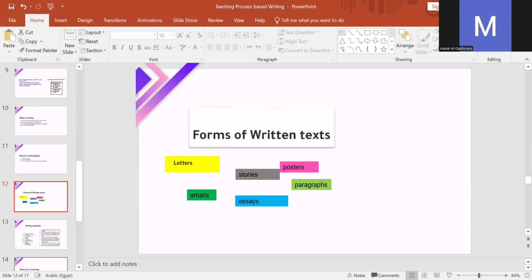We may even be required to write thank you notes or memos, notes, to write invitation cards, congratulation cards. So those are different forms of what our students are required to write in real life.